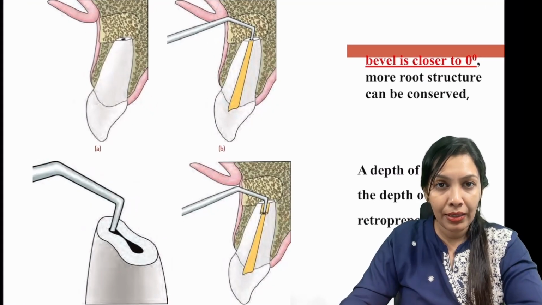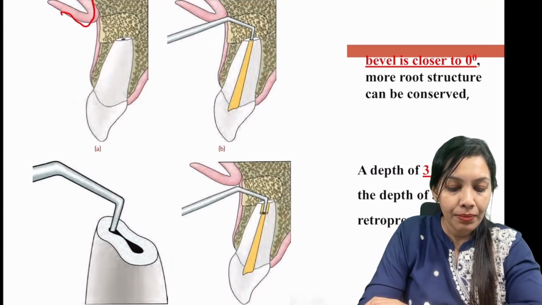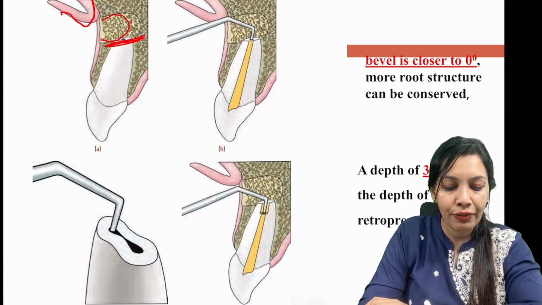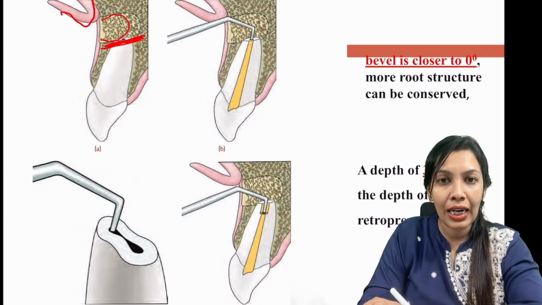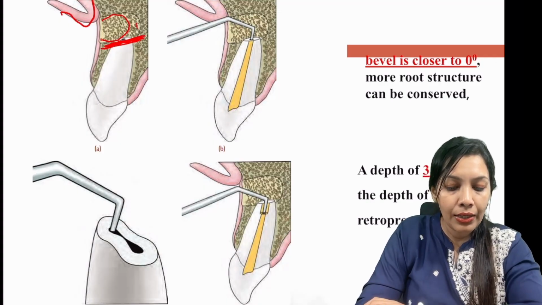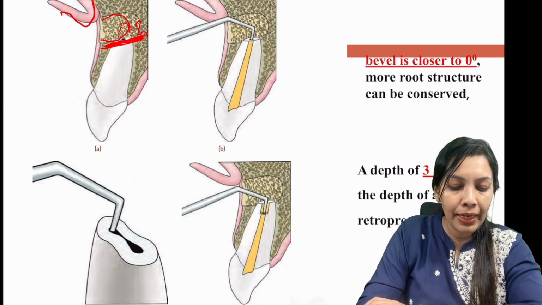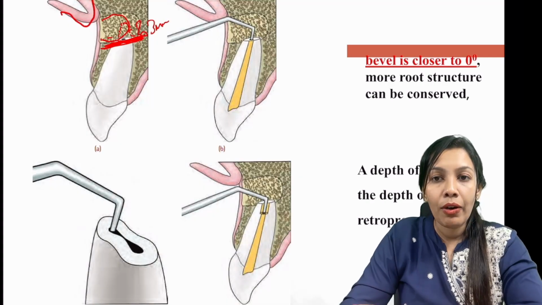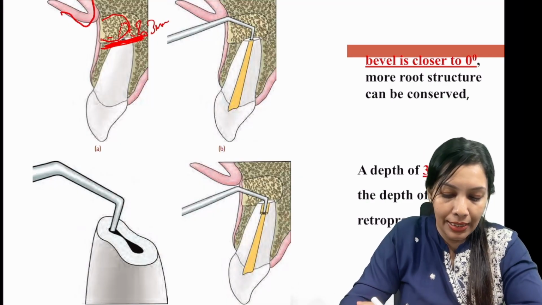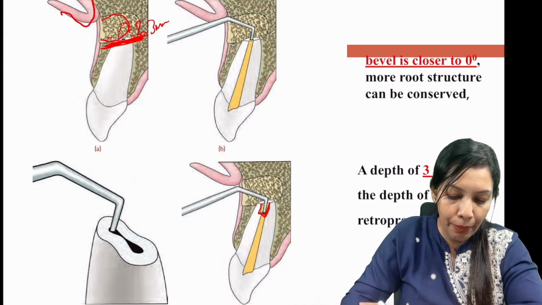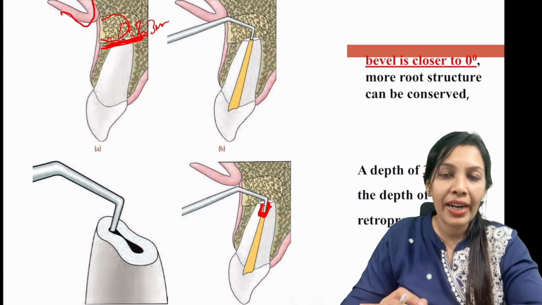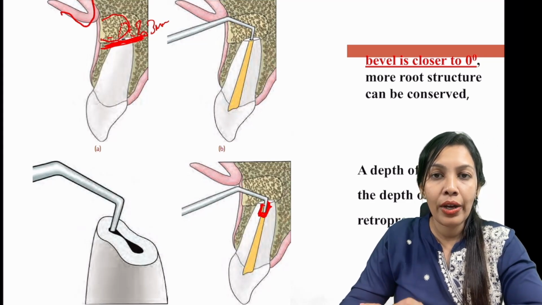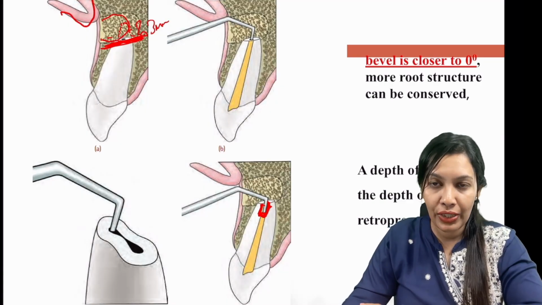So this is the method. Flap reflected, bone osteotomy is done. You can see the resection of the root has been done. We have cut about 3 mm of the root. Next, cavity cutting is done. You can see the root end cavity preparation is done. That is to seal the particular area to avoid microorganism proliferation, etc.